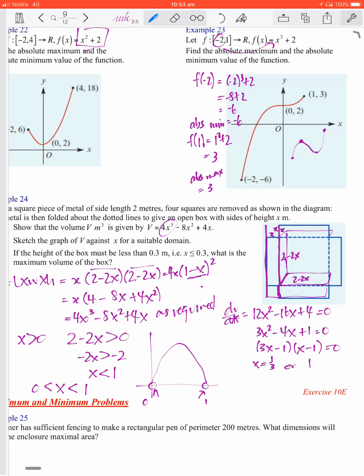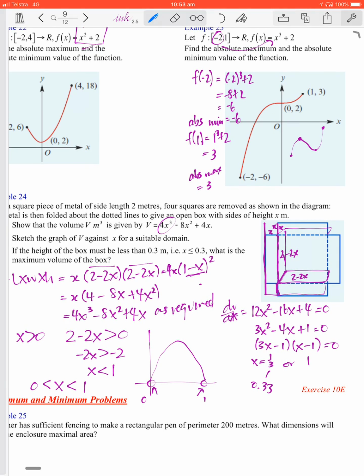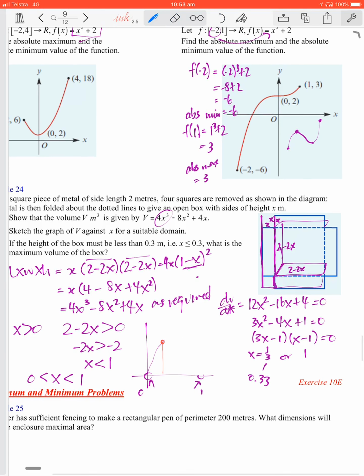Now, if there's a turning point at 1/3, 1/3 is the same as 0.33. So if our turning point is at 0.33, but we know our maximum value is 0.3. So if we look here, 0.3 is going to occur to the left. So if we get rid of this part of the graph and say, okay, when's our maximum value going to occur? It's going to occur at 0.3 because this function's increasing. The maximum occurs at 0.3.